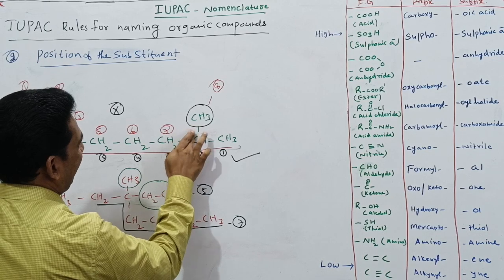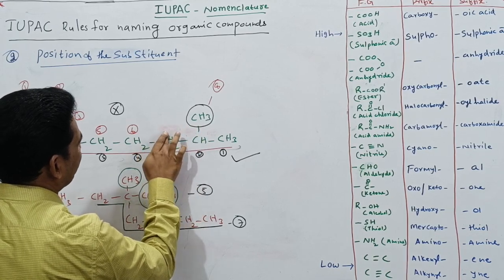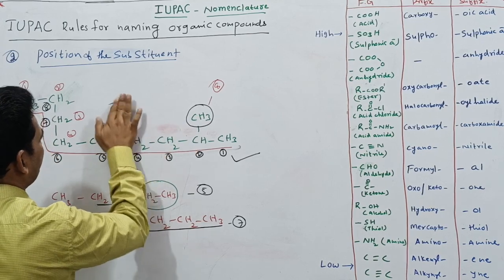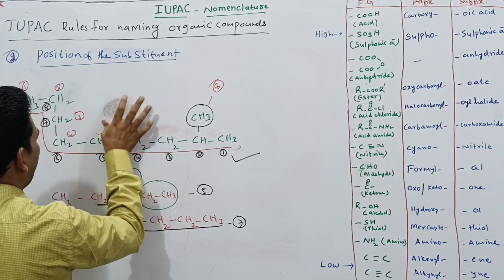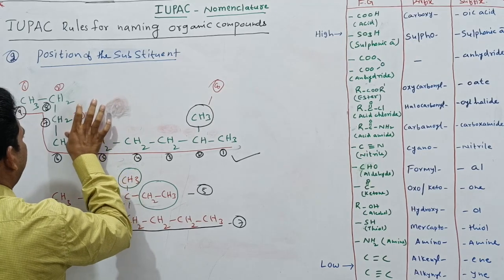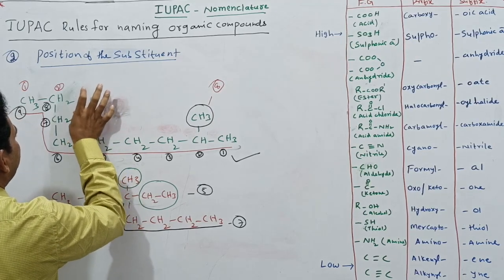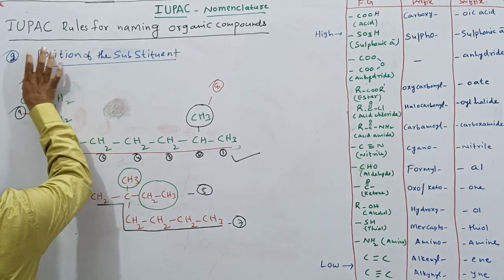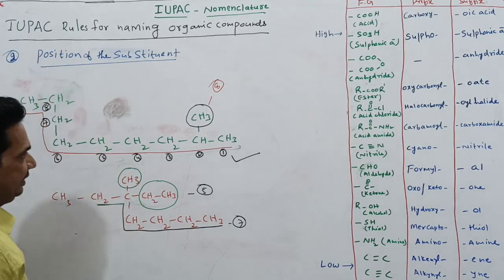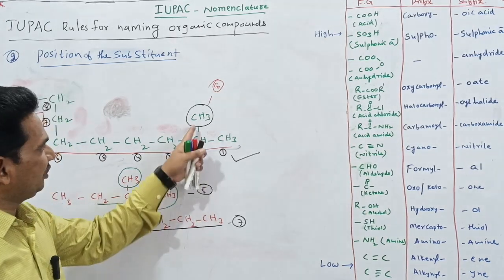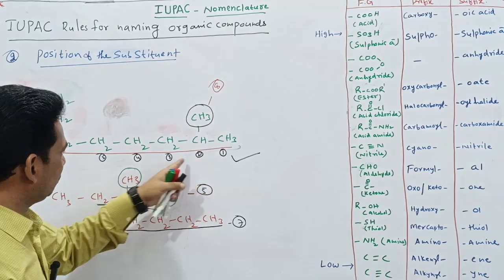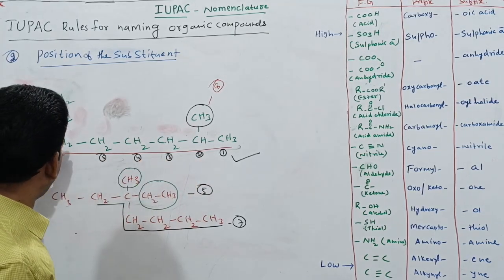That's why I have to go towards the end that has the substituent. For any compound you take, whichever end the substituent is nearer to, we have to start the numbering from that end. The substituent is near this end, that's why I started the numbering from 1, 2, 3, 4, 5, 6, 7, 8, 9.